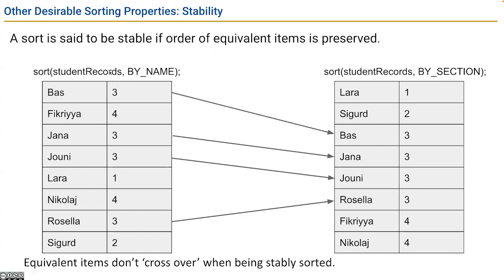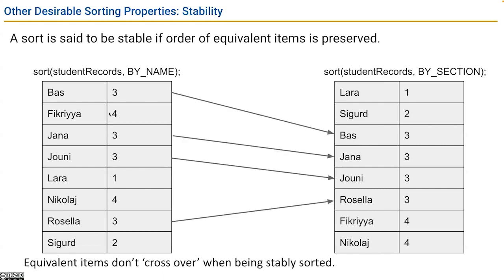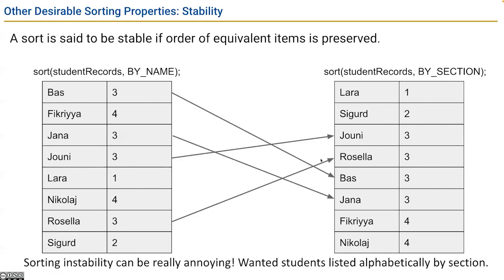In a stable sort, whenever you sort first by name, then by section, the names that are all together, Boss, Jana, Joni, Rosella, these 4 names are all clustered, like they don't cross back over. They're still sorted by name. The alternative would be that the second sort is not stable. That is, these 3, Boss, Jana, and Joni, Rosella, who are all in section 3, end up being more or less randomly shuffled around.